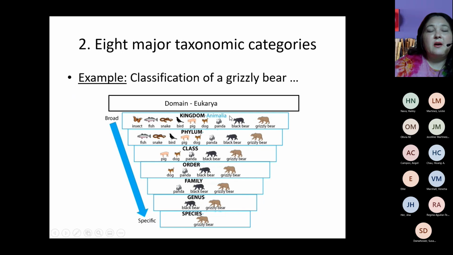Kingdom is Animalia. That's all the animals. All of these things are in kingdom Animalia. Then we're going to get a little more specific. The phylum is Chordata, only things with spinal cords. So we've lost the insect. The insect is in a different phylum.